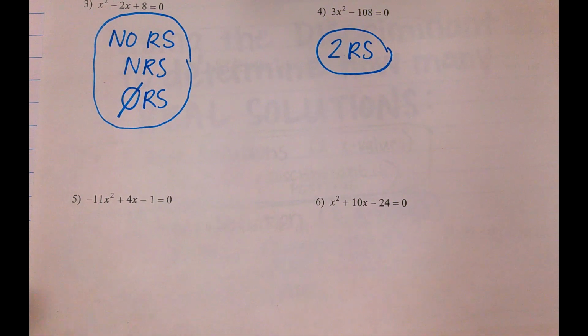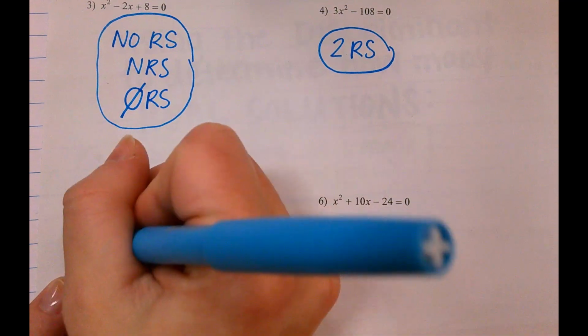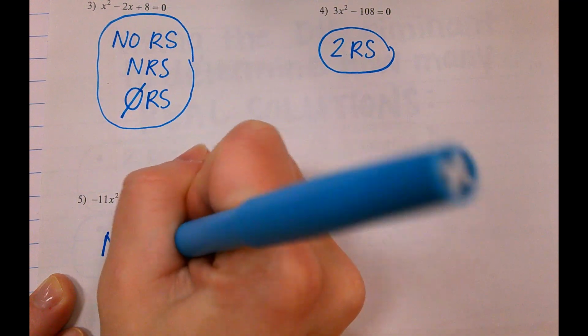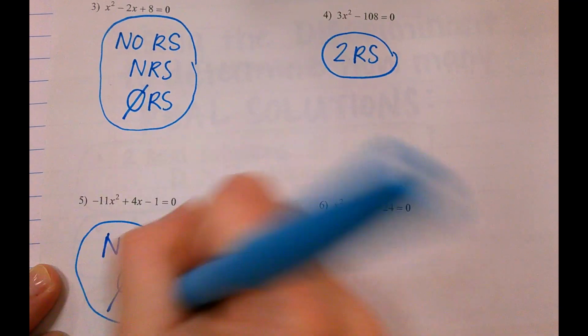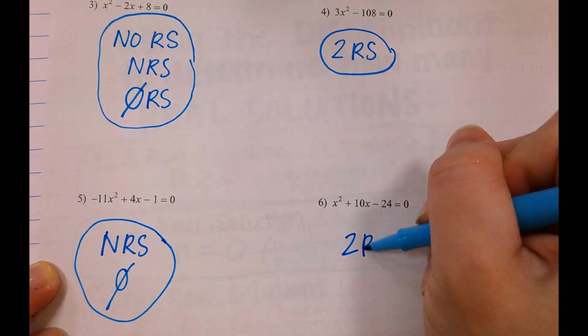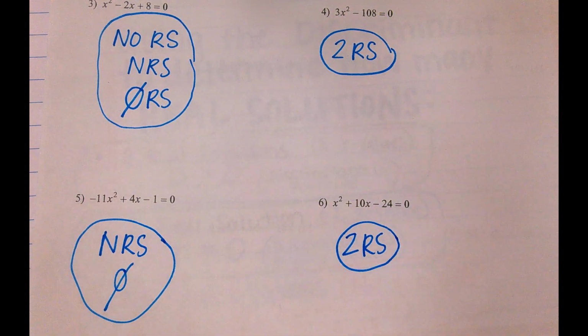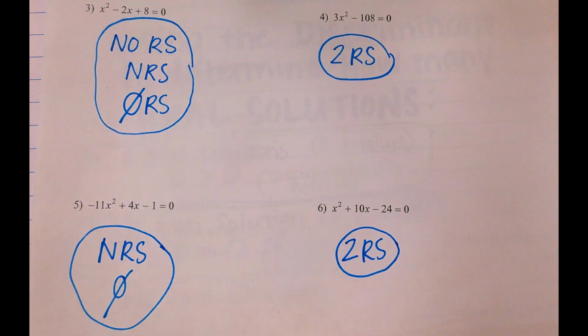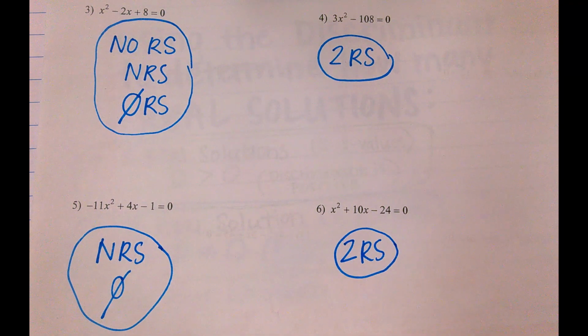Number 5, you should have no real solutions. And number 6, 2 real solutions again. Okay. Did anyone get farther than number 6 and want answers for the back side?